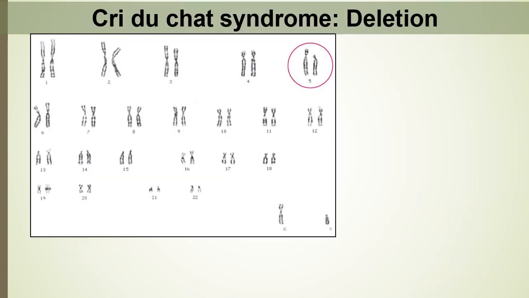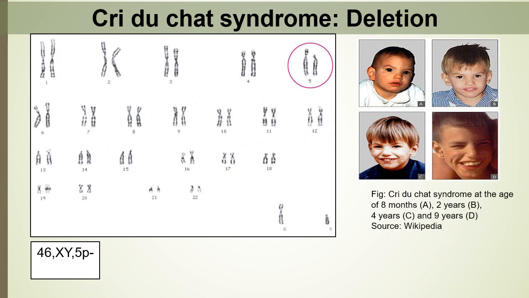If we look into the karyotype of a Cri-du-chat syndrome patient, it is seen that there is a deletion in the short arm of chromosome number 5. If we want to designate this karyotype, we have to write it as 46, XY, 5p minus. We can see the facial expression of the same individual at different stages of life, right from 8 months, again at 2 years, 4 years and 9 years.